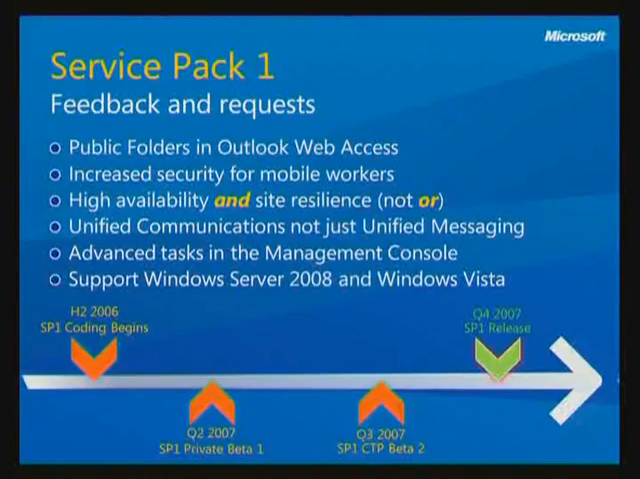Things like increased security for mobile workers. We heard more about the increasing security needs of our customers when it comes to mobile device access. Things such as high availability also expand on the core feature set that we delivered in Exchange 2007. We invested in Service Pack 1 beyond just unified messaging into what we call unified communications. I'll talk about some of those scenarios in a bit. And lastly, we ensured that Exchange as a platform grew with your business as you invested in things such as Windows Server 2008 and Windows Vista.